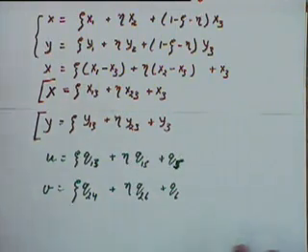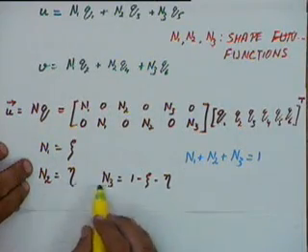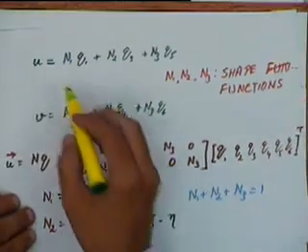Okay, this should be quite straightforward. All that I have done is put n1 equal to zeta, n2 equal to eta, and n3 equal to 1 minus zeta minus eta in these equations.